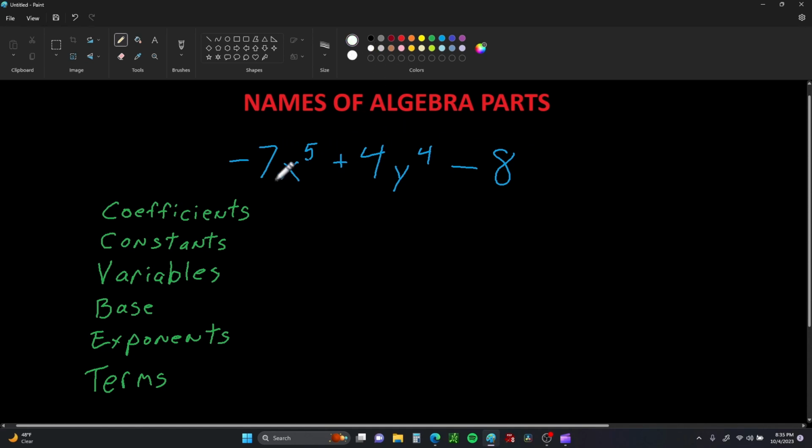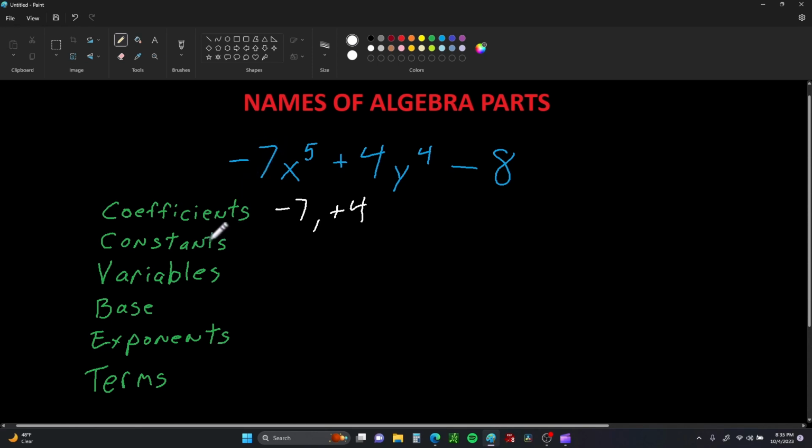inside here. So we'll start off with a coefficient, and a coefficient is a number that's in front of a letter and it includes the sign. So the coefficients here, the only two numbers that are in front of a letter are -7 and +4. We have to keep the sign because a -7 is a completely different number than a +7, and they're 14 spaces apart on a number line.